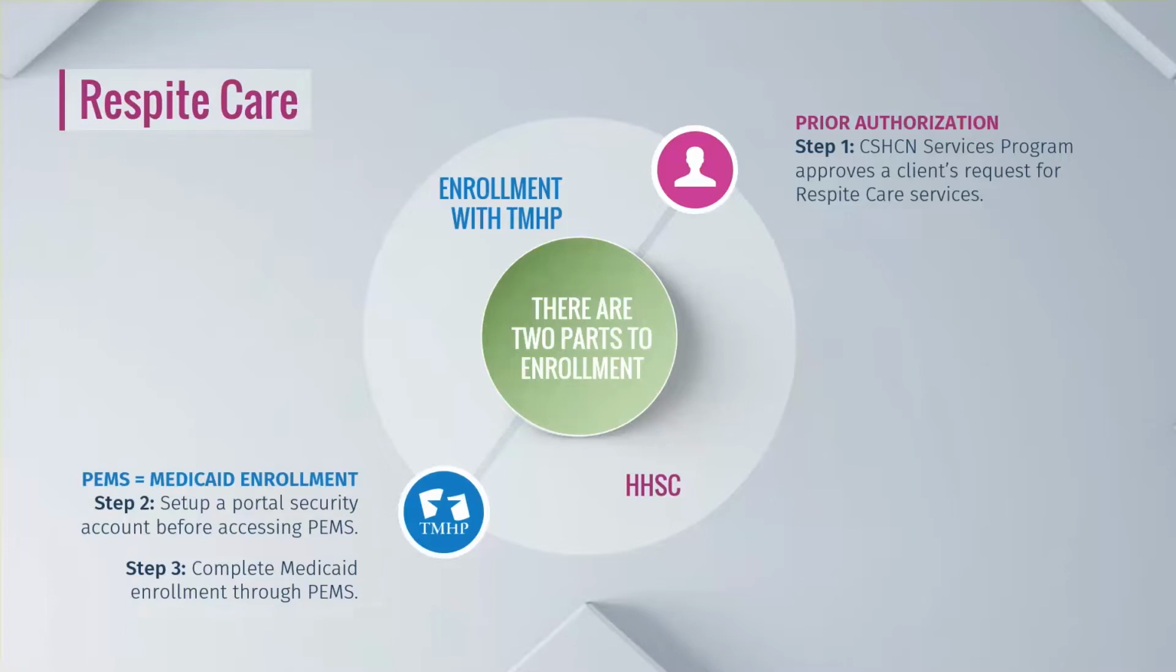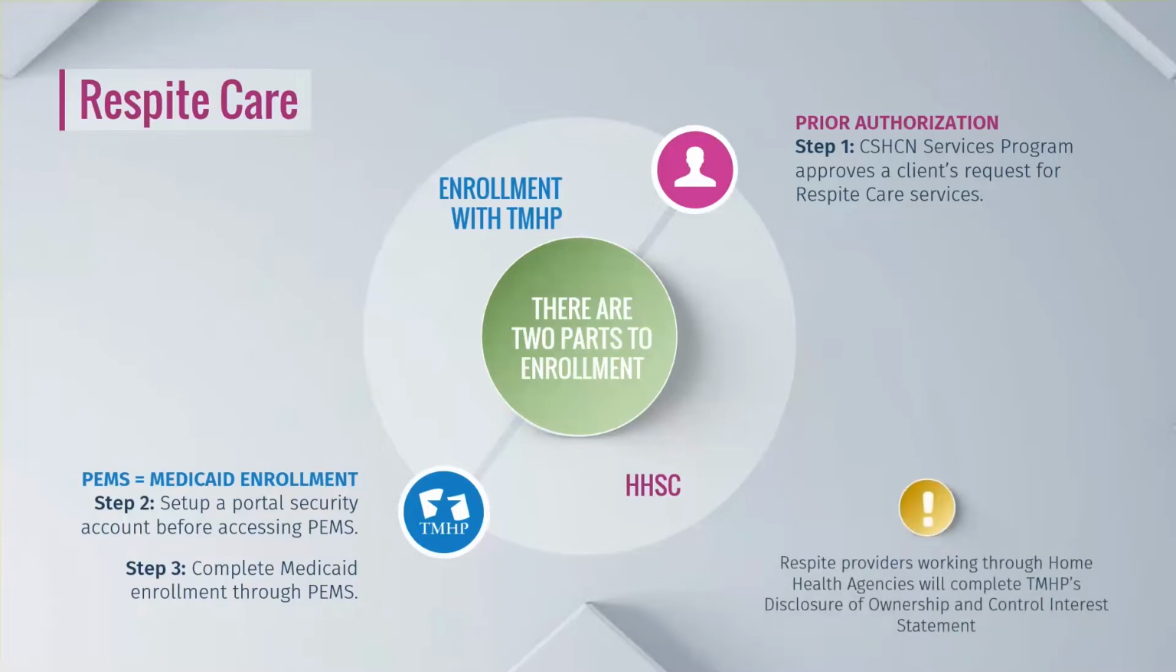If you haven't previously enrolled into Texas Medicaid in the past, you will need to set up a portal security account before accessing PEAMS. Step 3. Complete your Medicaid enrollment through PEAMS. Important: respite providers working through home health agencies will need to complete TMHP's disclosure of ownership and control interest statement.